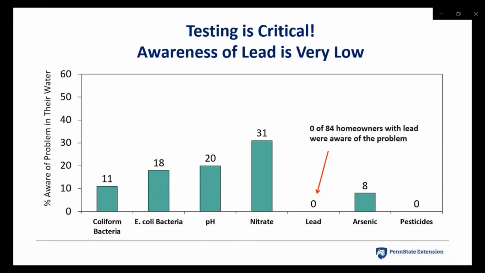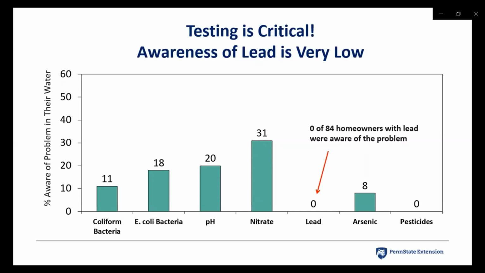And that's probably because they had tested it previously as part of a real estate transaction or something else, and they already knew that they had bacteria because that's the most common water test that's done. 20% knew they had pH problems, 31% knew they had nitrate problems, but 0% knew they had lead. So 0 out of 84 homeowners that had excessive amounts of lead were aware that that lead was there because they had never tested their water for lead.